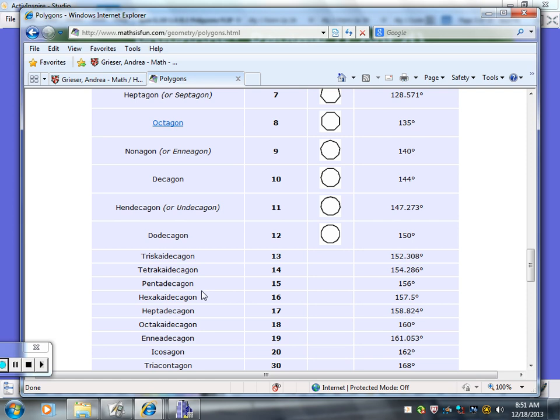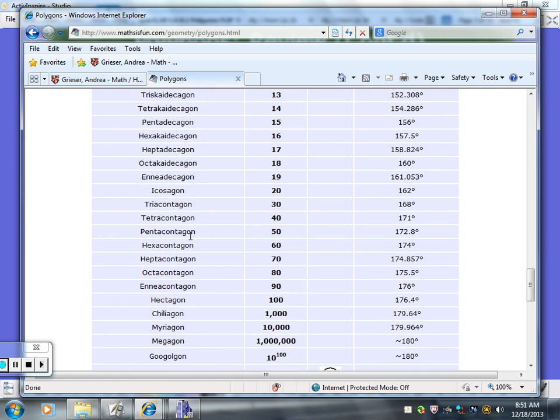Pentadecagon, hexakaidecagon, heptadecagon. Wow, I hope you guys are memorizing this. I should put this on the test. What a great idea. Hey, Google gone. Iniadecagon. Look at this 20-sided figure, equisagon.